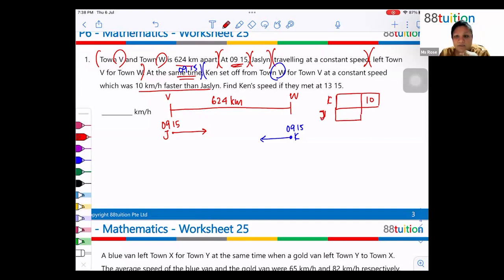Now, I can represent this in this model. Again, I'm going to repeat. Can every one of you turn on your cameras, please?